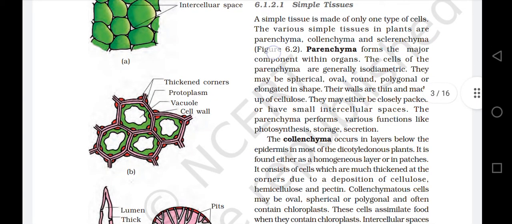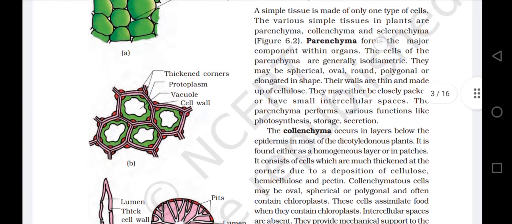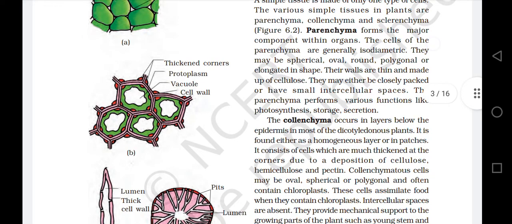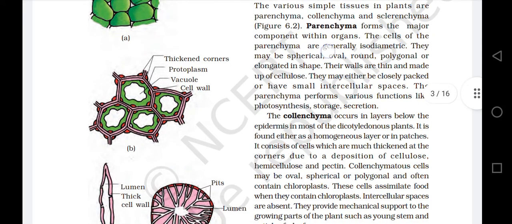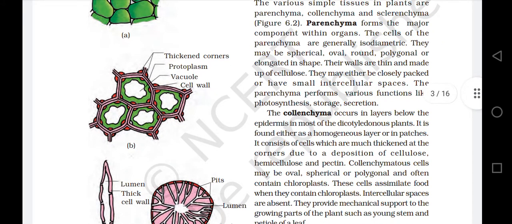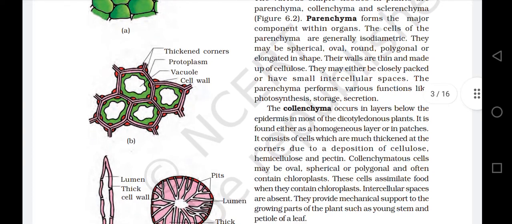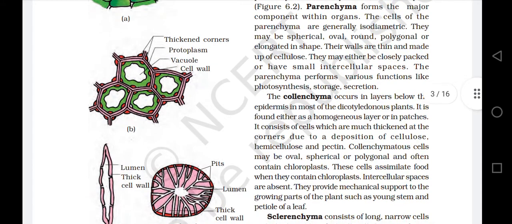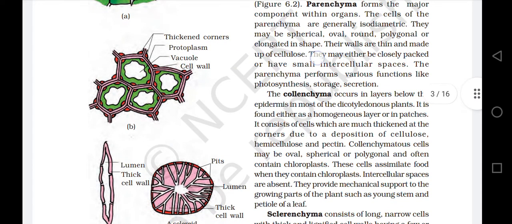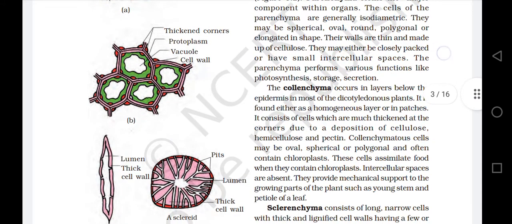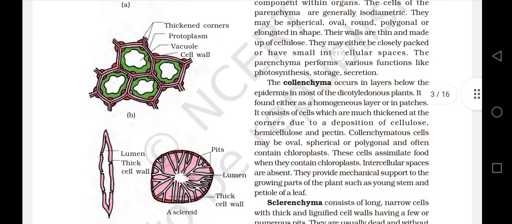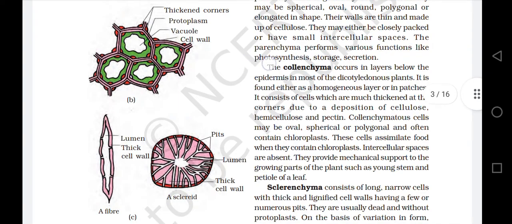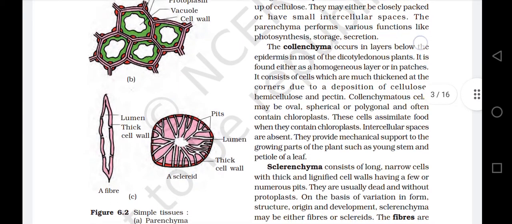Figure 6.2. Parenchyma forms the major component within organs. The cells of the parenchyma are generally isodiametric. They may be spherical, oval, round, polygonal, or elongated in shape. Their walls are thin and made up of cellulose. They may either be closely packed or have small intercellular spaces. The parenchyma performs various functions like photosynthesis, storage, and secretion.